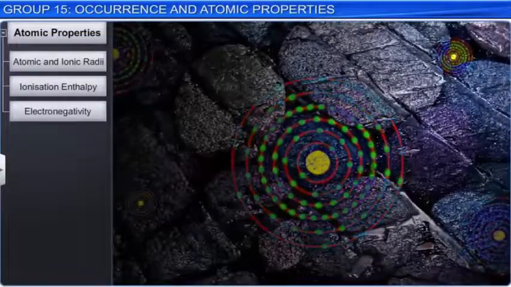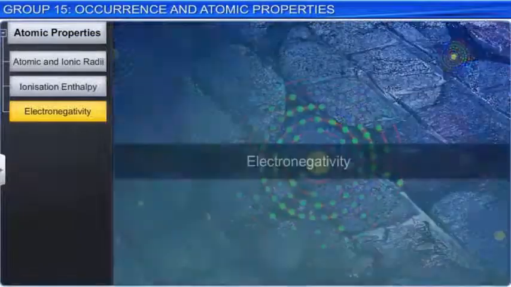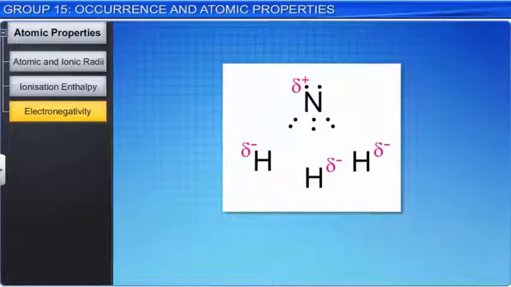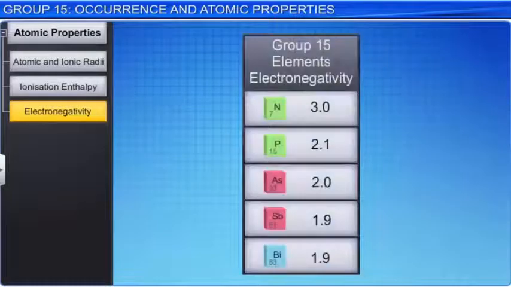Finally, let's look at electronegativity. You know that electronegativity is the tendency of an atom to attract a shared pair of electrons more towards itself. The values of electronegativity of these elements are listed in the table here.